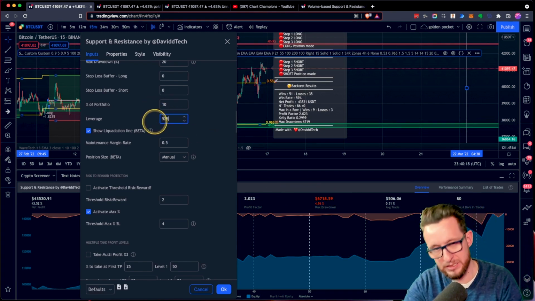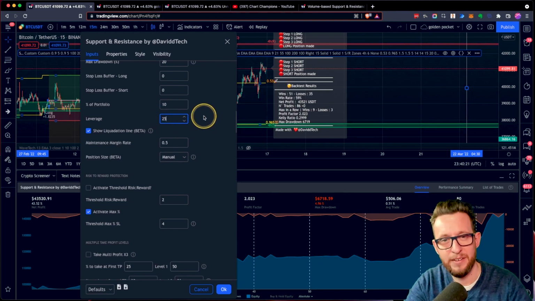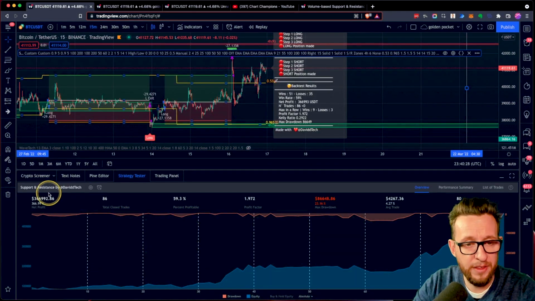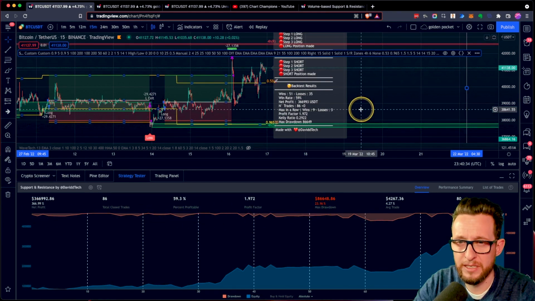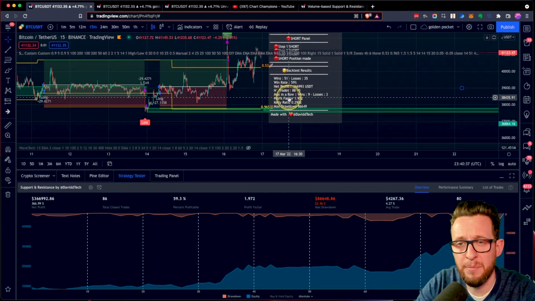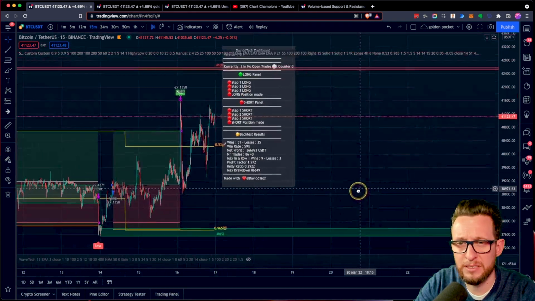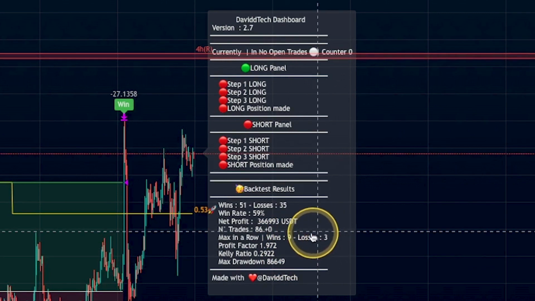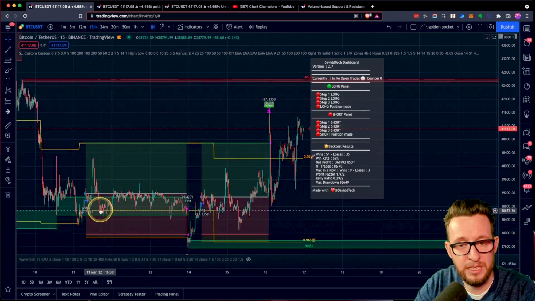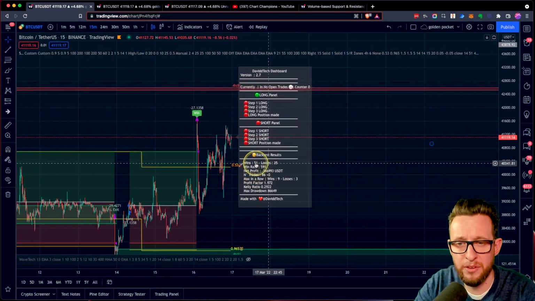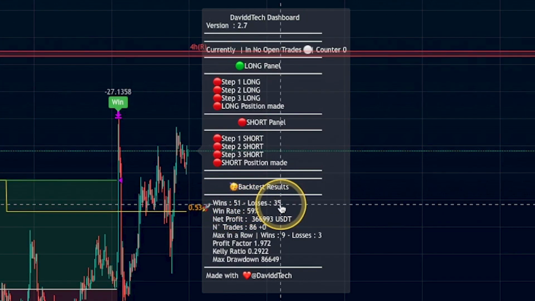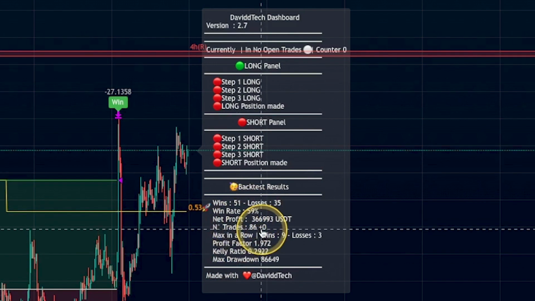Okay, let's put that back to where we were. So the net profit on that leverage would have been 366% net profit. Drawdown I've already seen. Maximum number of wins in a row would have been 9. Maximum losses in a row would have been 3. We're on a single take profit here, which means that this is actually quite a good win rate for a single take profit. Wins are 51, losses are 35. Number of trades in total was 86.